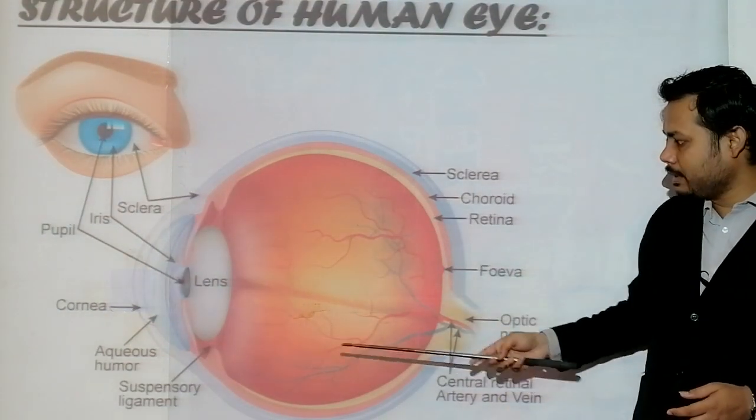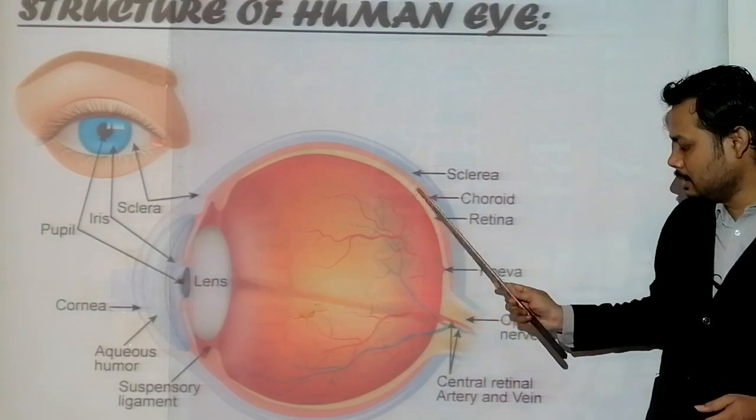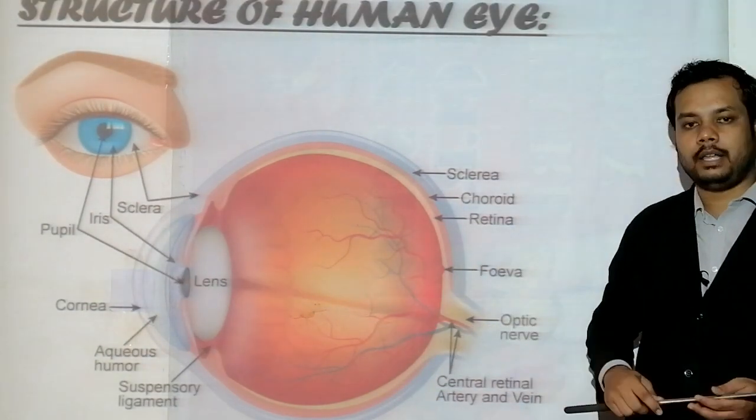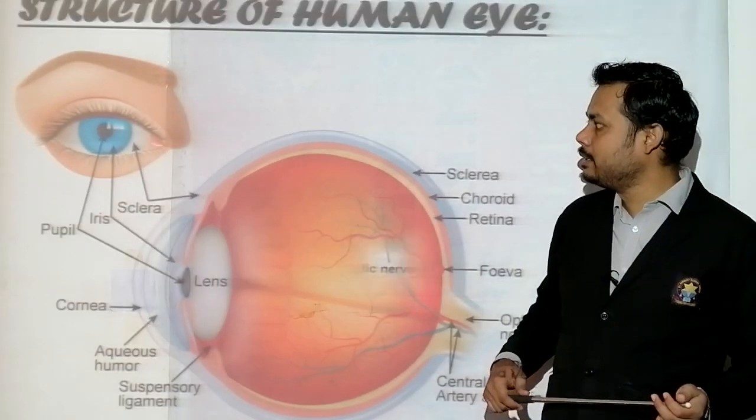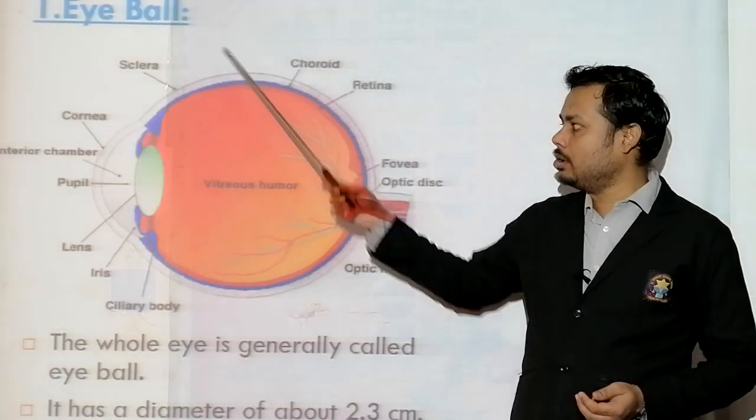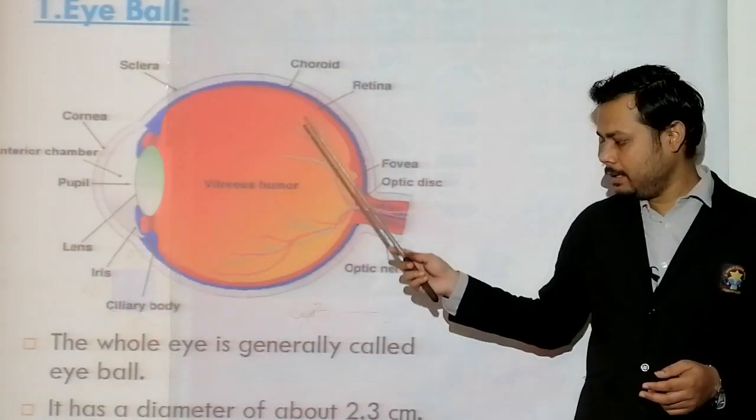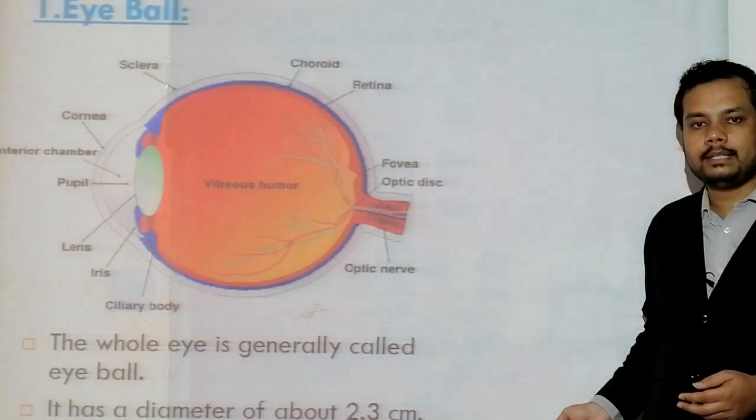And here the lens, the retina and all the other parts are considered the internal part of an eye. Now in the next slide, we are going to discuss the eyeball. In this one, the whole eye is considered the eyeball. Its diameter is about 2.3 centimeter.